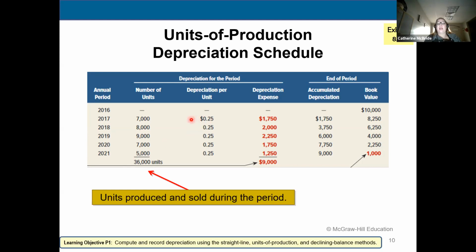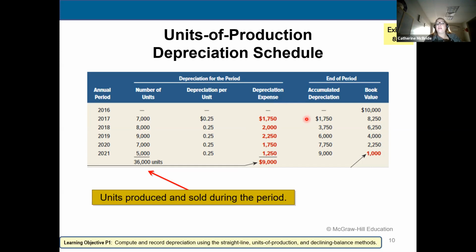We know that our rate per unit is going to be the same every single period. So our depreciation expense is always the number of units times the depreciation per unit. So when it's 7,000 units, it's 1,750. When it's 8,000 units, it's a little bit higher, it's 2,000. So you see how that varies.